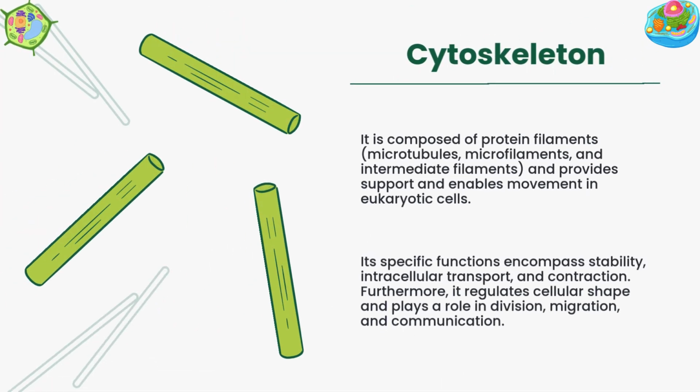Then you have a cytoskeleton. It is found in both cells. It is composed of protein filaments, such as microtubules, microfilaments, and intermediate filaments, and provides support and enables movement in eukaryotic cells. Its specific functions encompass stability, intracellular transport, and contraction. It also regulates cellular shape and plays a role in division, migration, and communication.